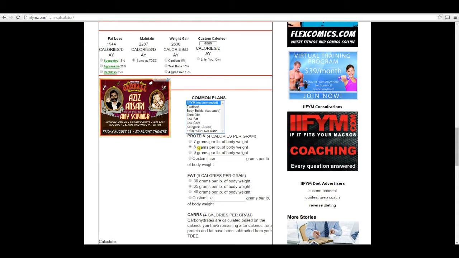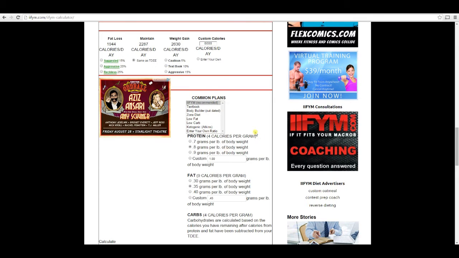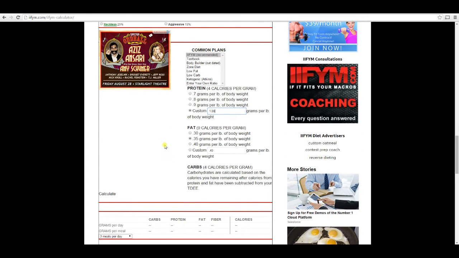Then your protein, if you are trying to gain muscle and you will be in a caloric surplus, as in the weight gain section, then you can leave your protein at 0.8 grams per pound of body weight. Leave it there. Now, if you are in fat loss, if you are trying to lose weight, if you're in suggested, aggressive, or reckless, which I still don't recommend, then you will move it to the custom, which is already set at 1 gram. If it is not set at 1 gram, please set it at 1 gram. Type that in.